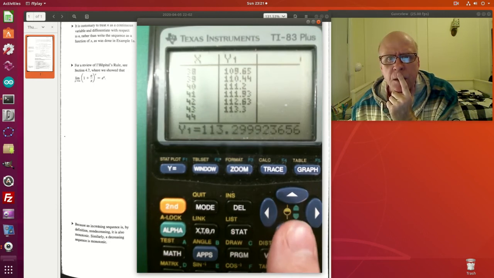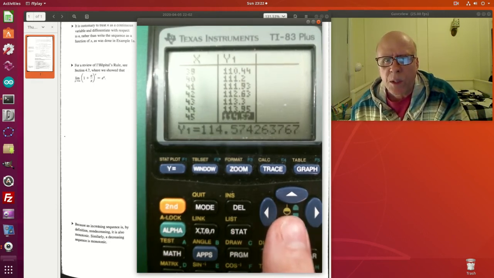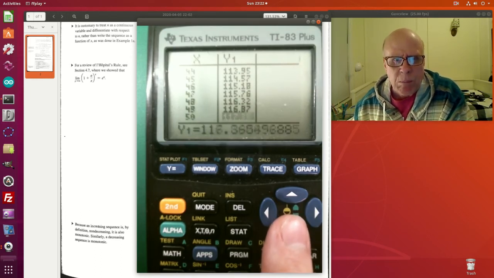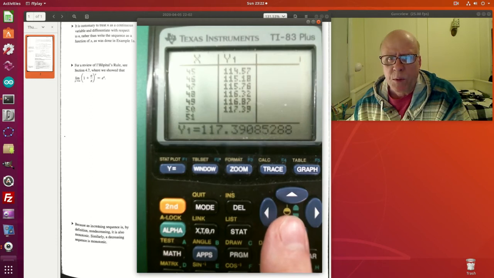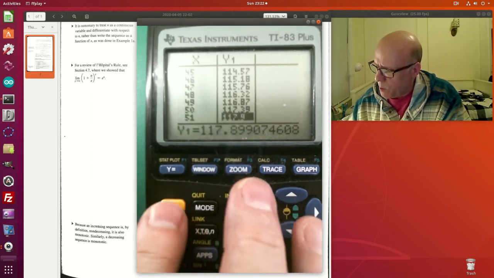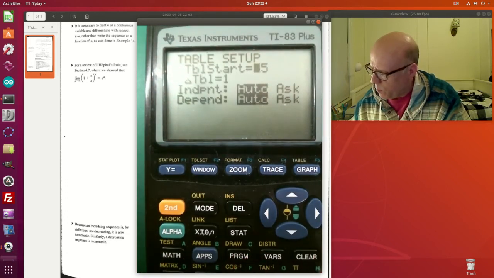Does look like there's another place, a 111, and then another 111, 112, 113, a couple of 113s. So maybe it's approaching something. Seems maybe it's sort of reasonable. I've been with the calculator. You can play with this a little bit. Change your table setup, and instead of starting at 45, maybe start at 200.